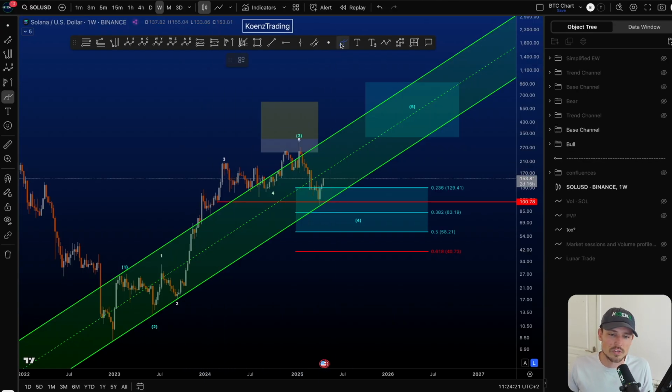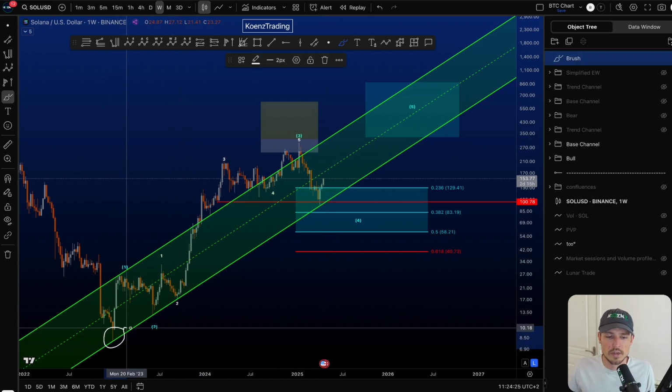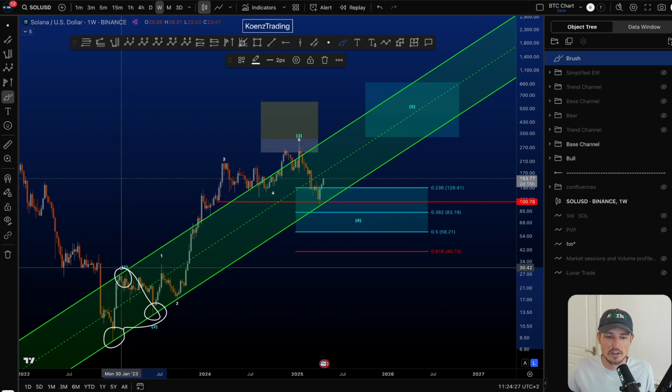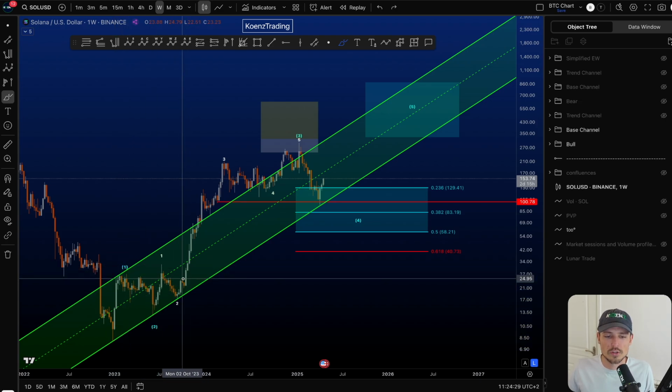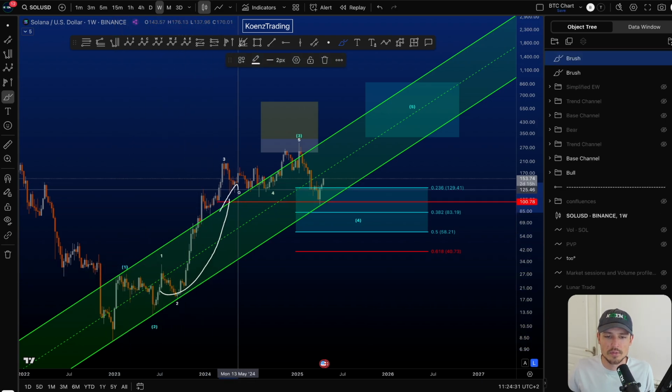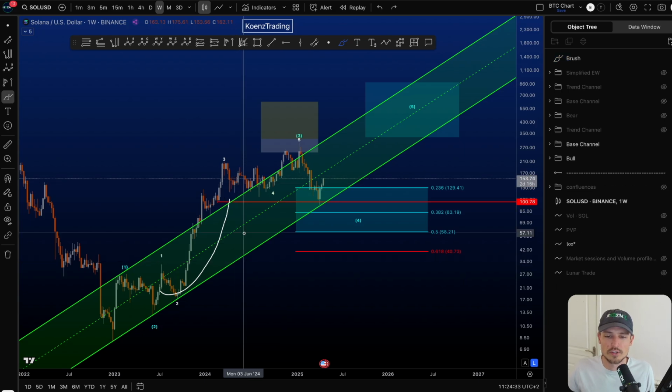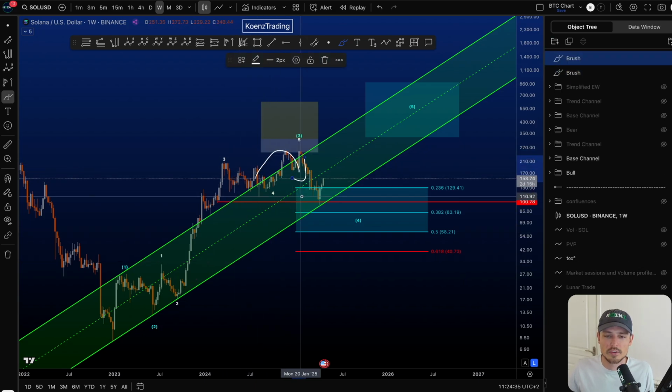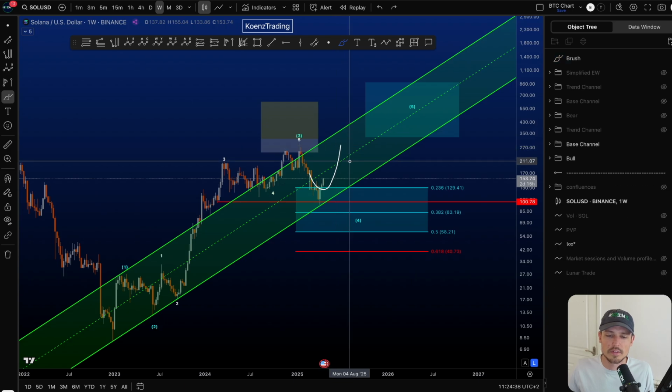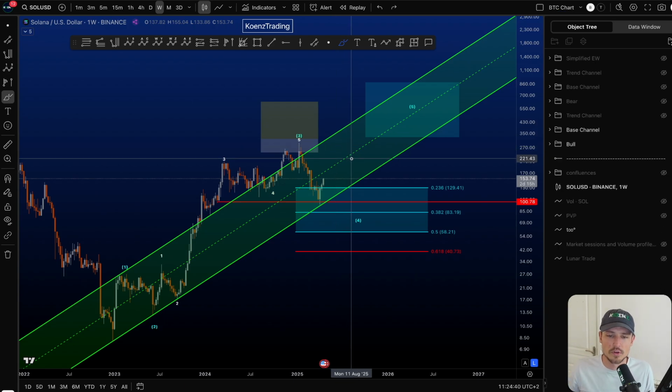And this is what's called a base channel. Now, a base channel is pulled from the low to the low of 2 to the high of your wave 1. What you like to see is you like to see wave 3 move outside of the channel. Wave 4 comes back to the channel, and then you want to see wave 5 again move away from the channel preferably.